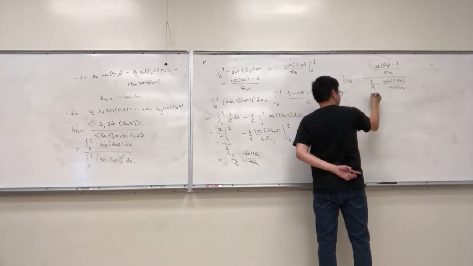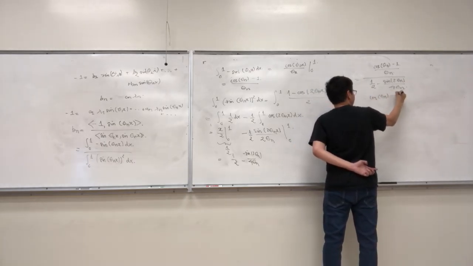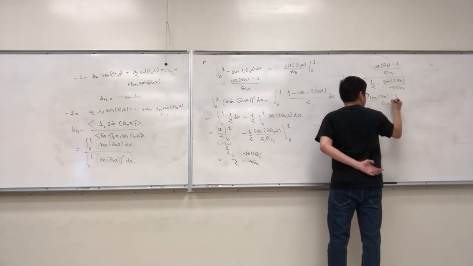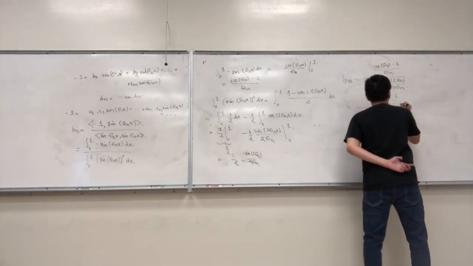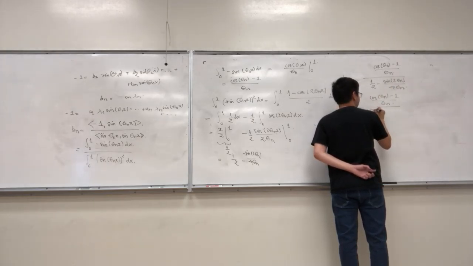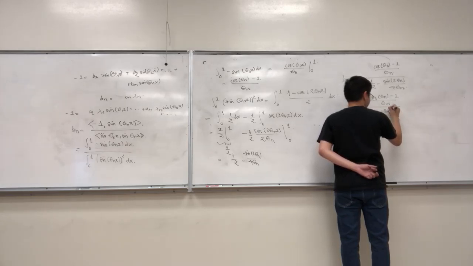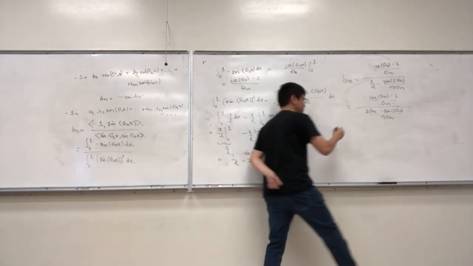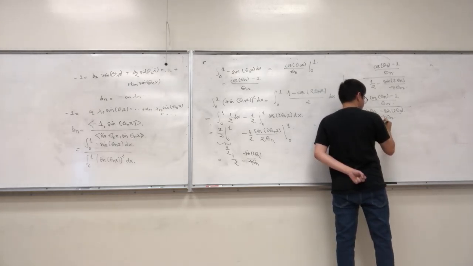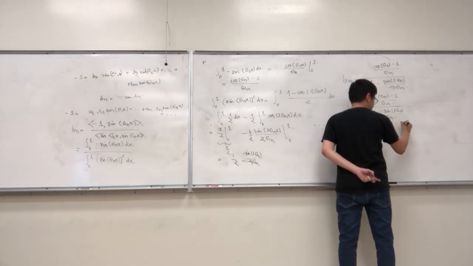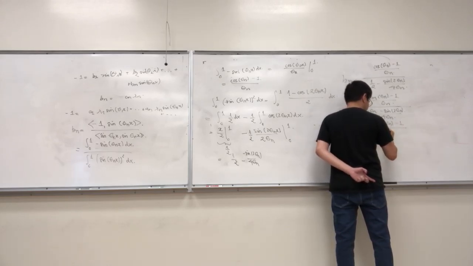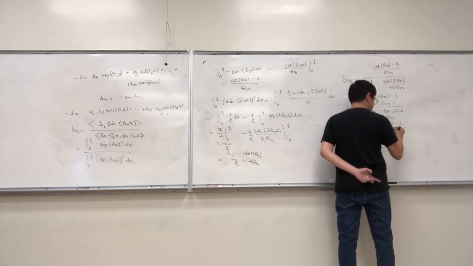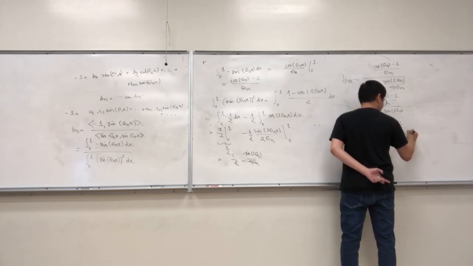Alright, so this gives me cosinus of theta n minus 1 over theta n, dividing by 2 theta n minus sinus of 2 theta n dividing by 4 theta n. Alright, and this gives me 4 times cosinus of theta n minus 1 divided by 2 theta n minus sinus of 2 theta n.